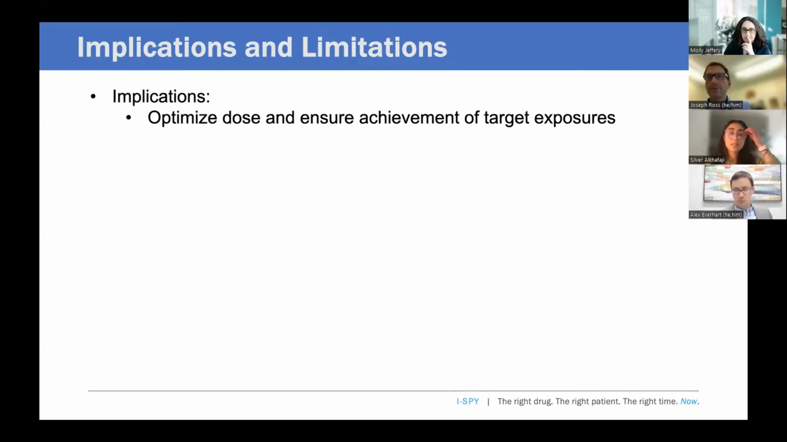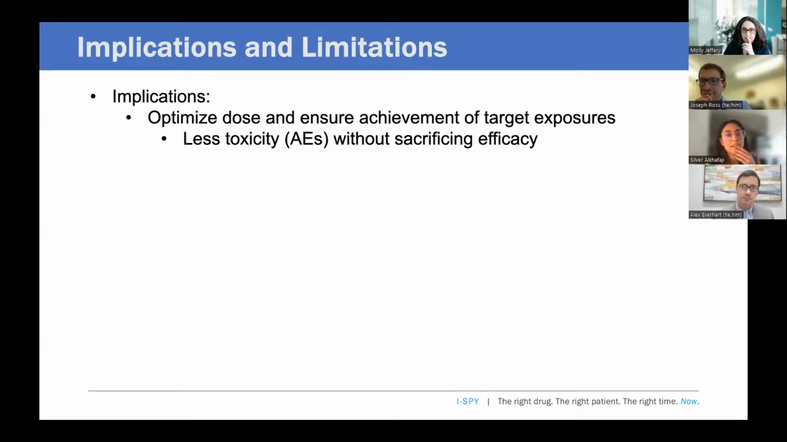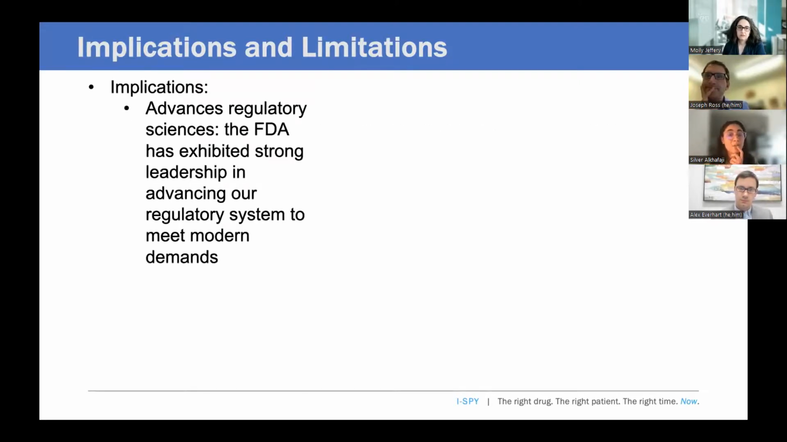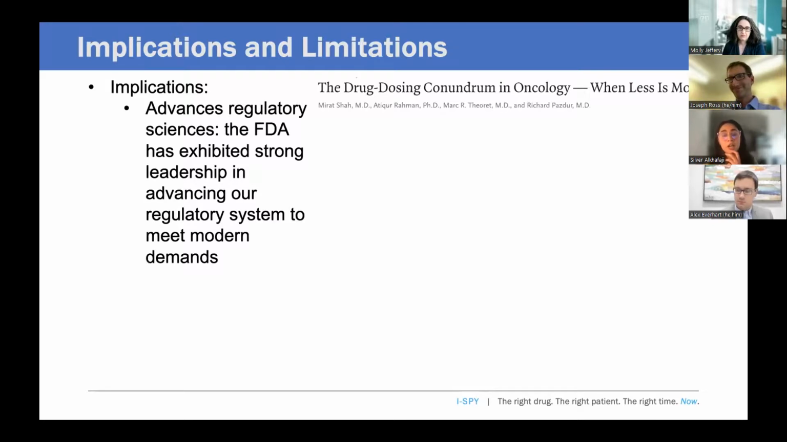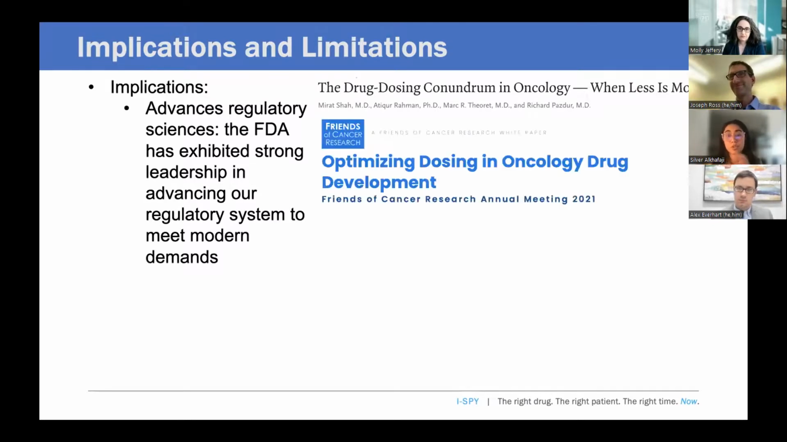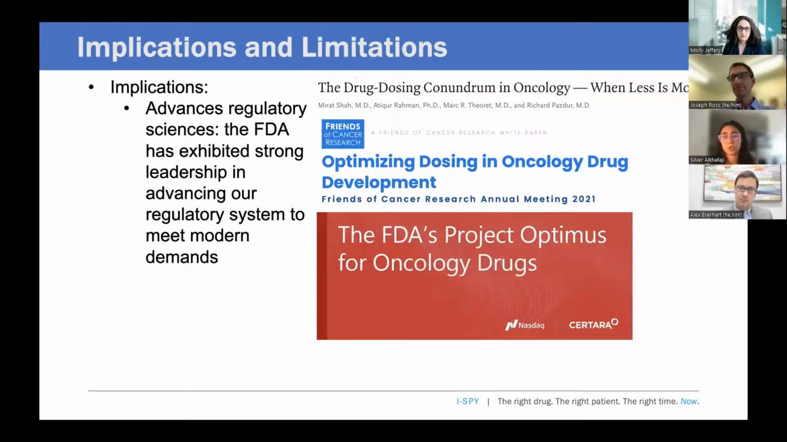Now, some of the implications, like I said, we can optimize the dose, which is great, and allow for less toxicity without sacrificing efficacy. We can actually advance regulatory science, right? So this is a huge topic of interest for the FDA right now. A lot of articles were recently released in many journals and media sources about drug dosing and how we can optimize the dose, including the FDA's recent Project Optimus.